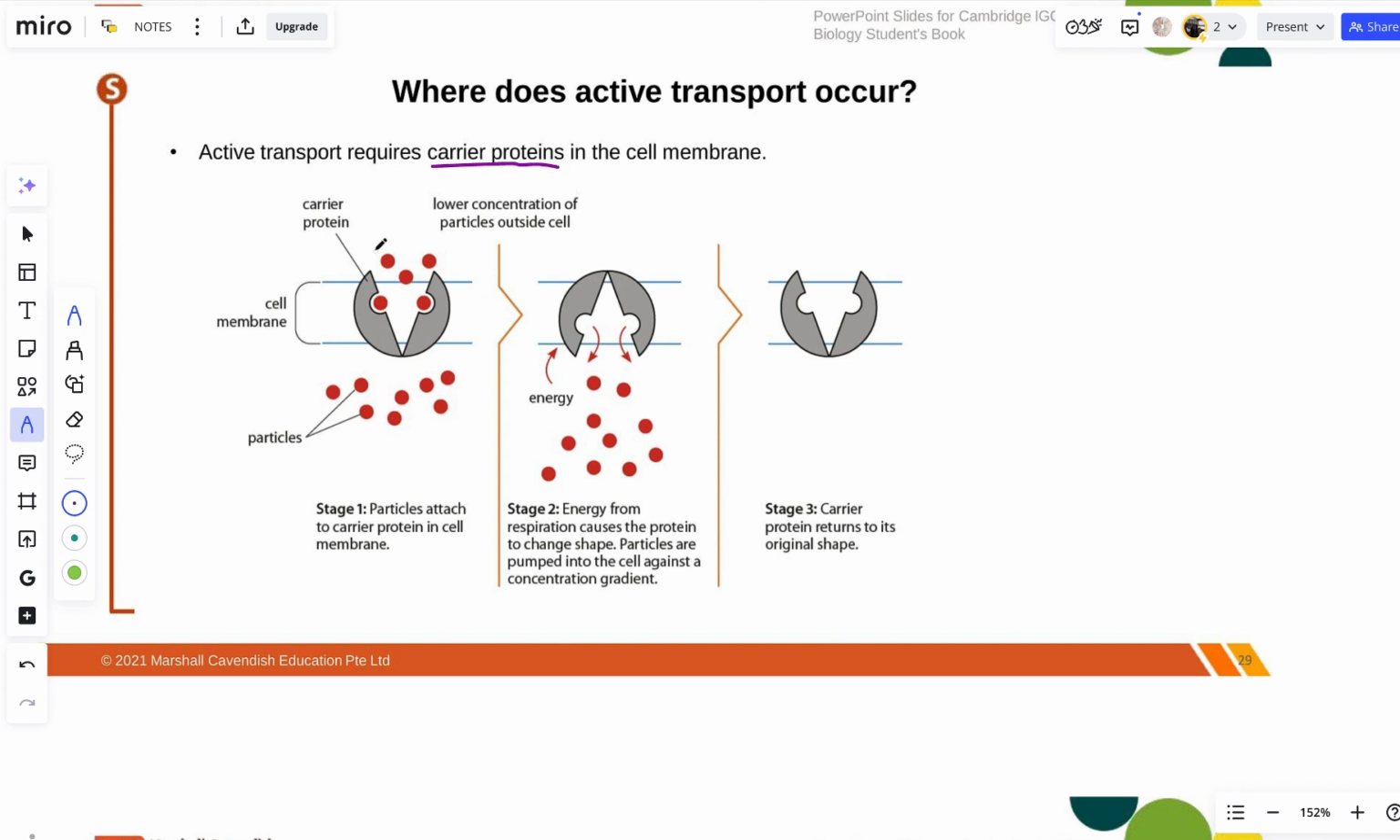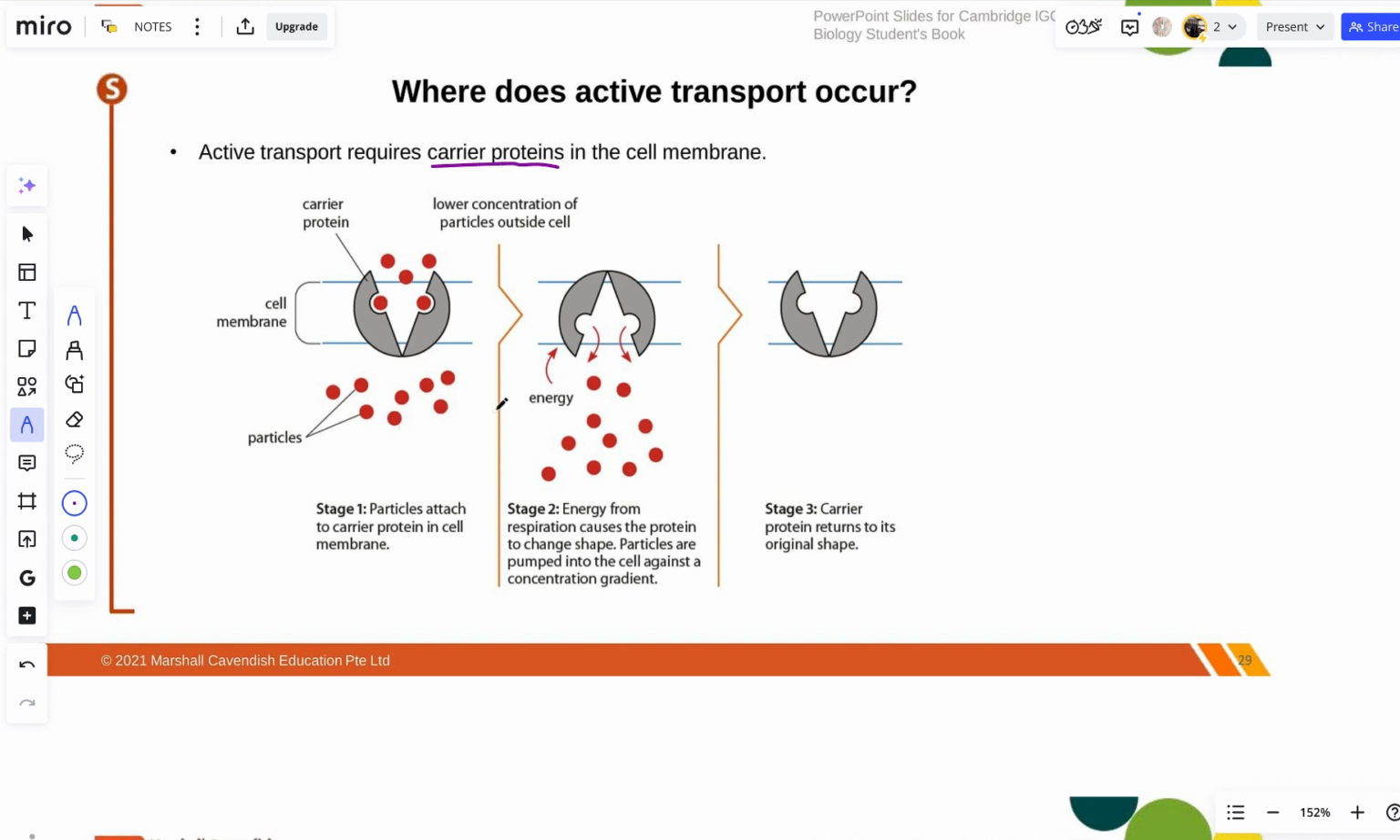Okay? Take a look at this carrier protein. This shape is the carrier protein. You see, these ions will stick to this and be carried to the other side. This is the membrane. This will help them to cross this place.